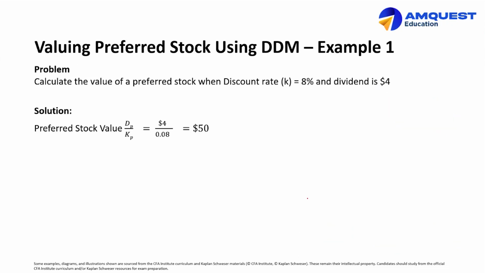Moving on. So here's an example. The discount rate is 8% and the preference dividend is $4. So the value of the preference share will be equal to 4 divided by 0.08, which is $50. It's as easy as that. The value of the preference share is just the preference dividend divided by the discount rate. You have to remember it is not 1 plus the discount rate. It is only the discount rate.